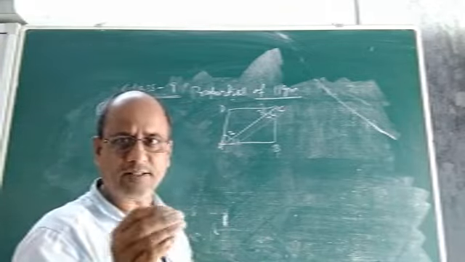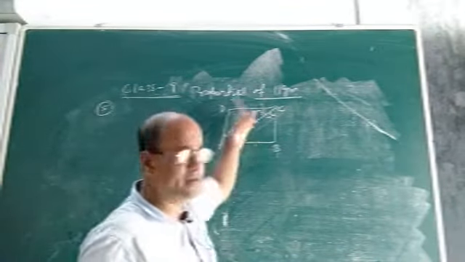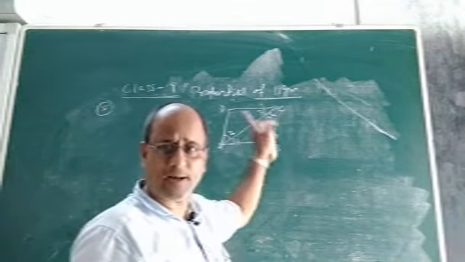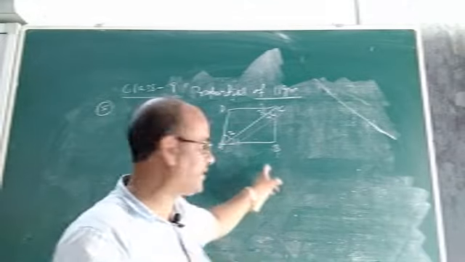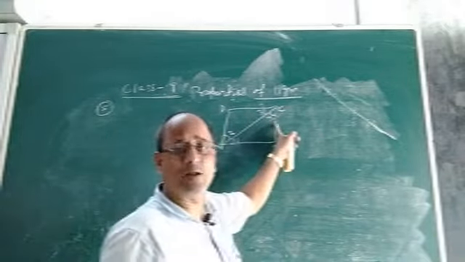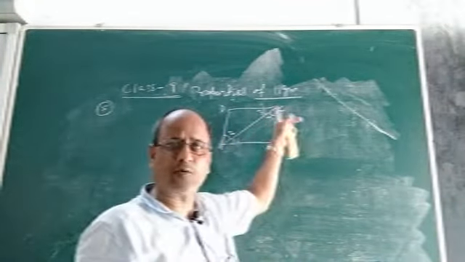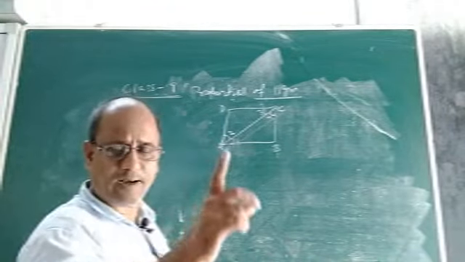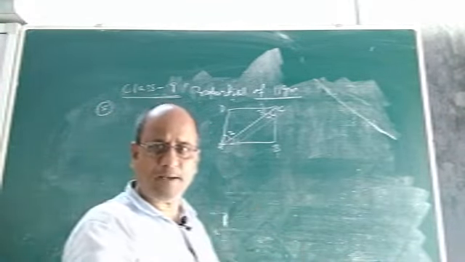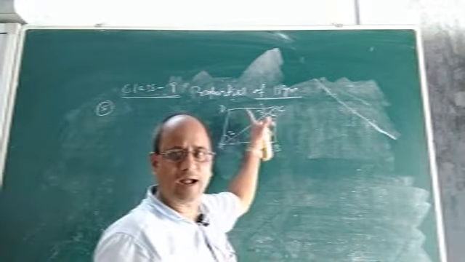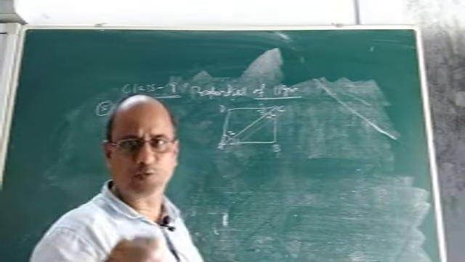What is the property I want to discuss? The property is, if ABCD is a parallelogram and AC is one diagonal, any one diagonal you take, if one diagonal of a parallelogram bisects one angle, suppose AC bisects angle A, you prove that this diagonal AC will bisect the opposite angle C also, and then prove that this parallelogram is a rhombus. So what is the question? If a diagonal of a parallelogram bisects one angle, it will bisect the opposite angle, and the parallelogram will be a rhombus. How to prove it? Let us see.